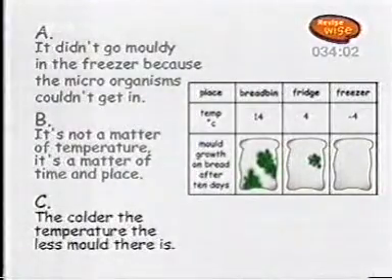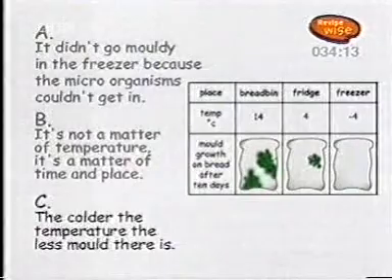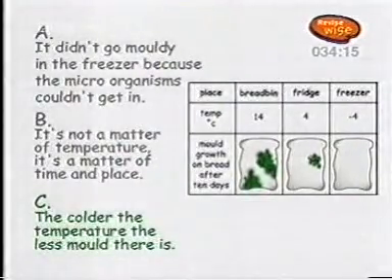Temperature is very important. There's more mould on the bread left in the bread bin than on the bread left in the fridge, and less still on the bread left in the freezer. The colder the temperature, the less mould there is. Right, so answer C is right.